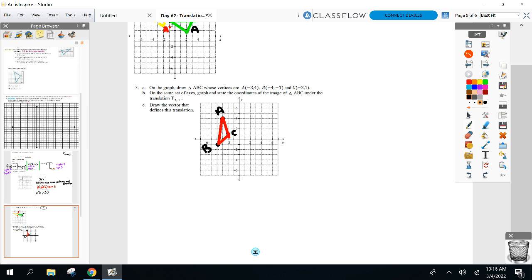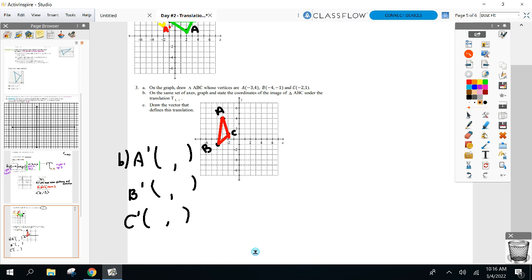Okay, for the second part here, let me just quickly talk about the directions because there's a little added directions here. Same set of axes, graph and state. Last problem, I didn't ask you to state. It just said graph. When I say state, at the end here, I'm going to ask three people what's A prime, what's B prime, and C prime. So when it says and state, I need them written down.